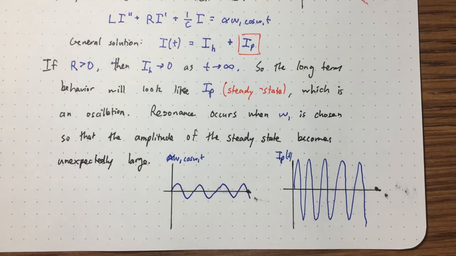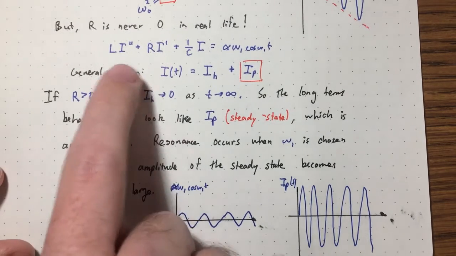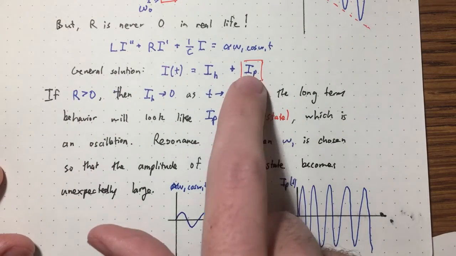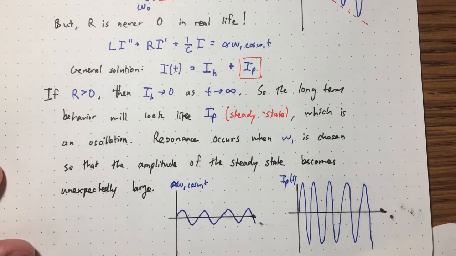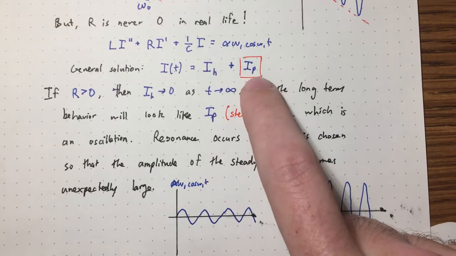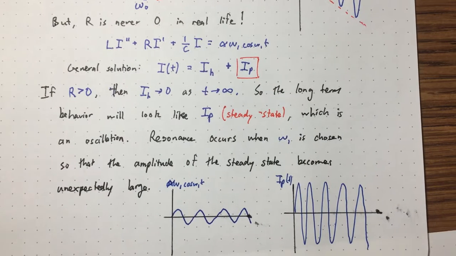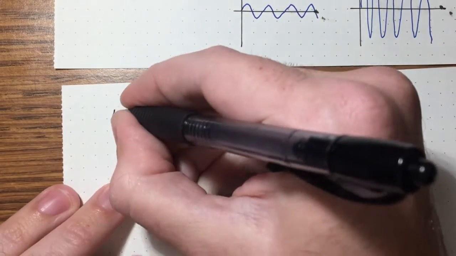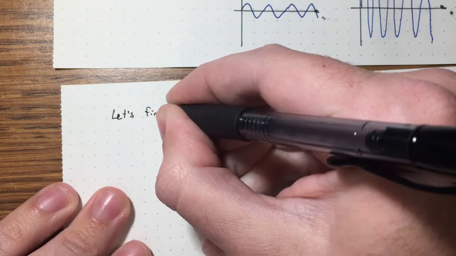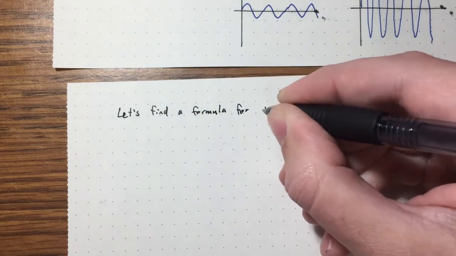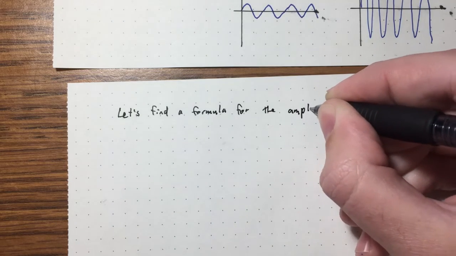So let's study this more precisely now. I actually don't care so much about I_H because it's going to 0. I really care about I_P. So I want to figure out what I_P is. In particular, it would be great if I get a formula for the amplitude, at least, of I_P. So let's derive a formula for the amplitude of the steady state.